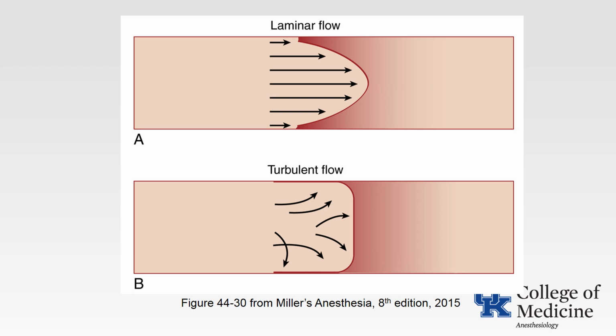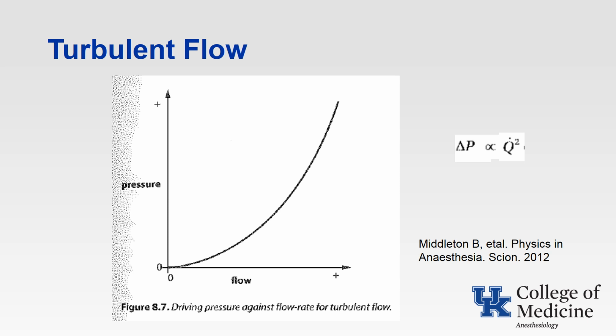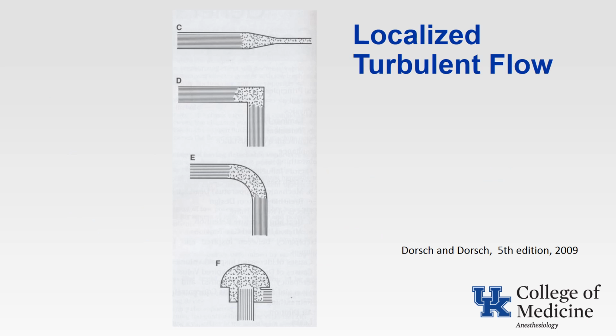This illustrates the difference between the two flows and the relationship between flow and the determining variables. Notably, the pressure exponentially rises as flow increases because it's related to the flow squared. Turbulent flow can be either localized or generalized. These are examples of sites of localized turbulent flow.